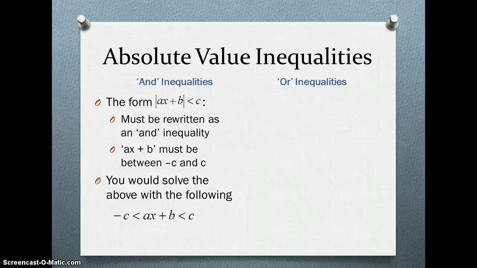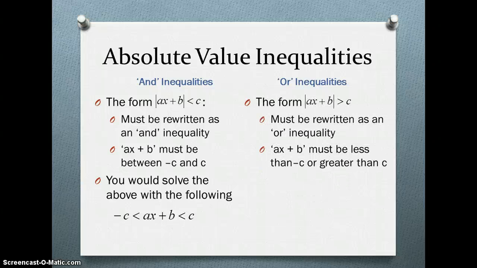In order to solve that, we would rewrite this inequality as this. Negative c is less than whatever's inside the absolute value symbol, ax plus b, is less than c. That's how we would solve the absolute value is less than.